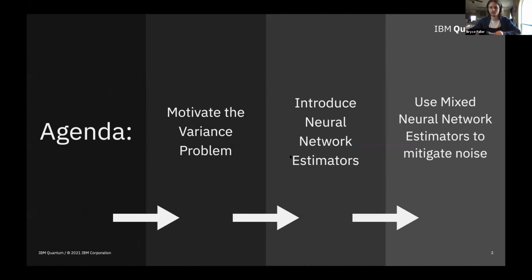So the rough agenda for what I want to cover: I'm going to quickly motivate what I would call the variance problem in near-term quantum chemistry. Talk about how neural network estimators were introduced previously to address this, and then toward the end of the talk, we will cover what my collaborators and I are working on now, which is using an extension of neural network estimators to actually mitigate noise on noisy quantum states.